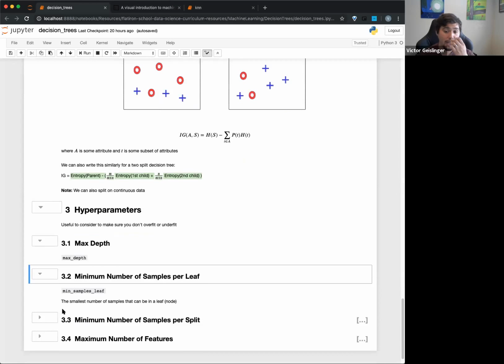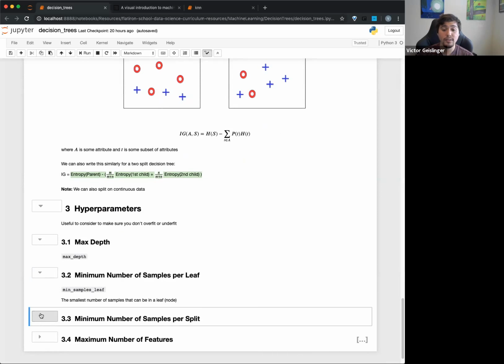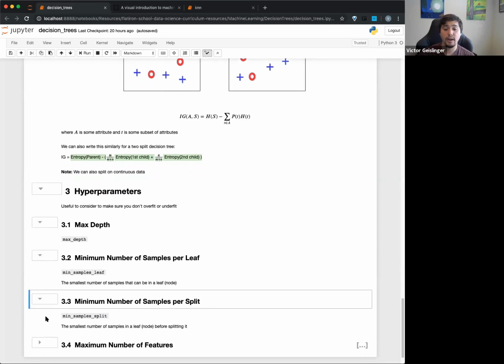So you can say, okay, when you do the split, how many samples should actually go in there from your training? And then kind of similar is the minimum number of samples per split. So when you actually do the split, you're saying the minimum number of samples in that leaf before your split. If you get to a point where your leaf has like 5 samples in it, you don't want to keep splitting it after that. So you might set up the minimum number of samples once you have that leaf in there.